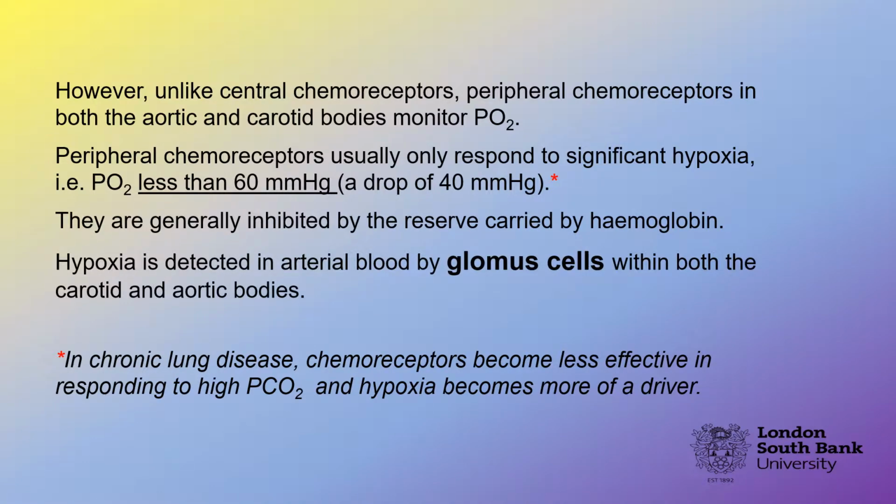Hypoxia is detected in both the carotid and aortic bodies by these specialized cells known as glomus cells. Incidentally, in chronic lung disease, you'll remember I said before, in healthy people, PCO2 is the driver. However, in chronic lung disease, hypoxia becomes more of a driver of respiratory rate and depth.